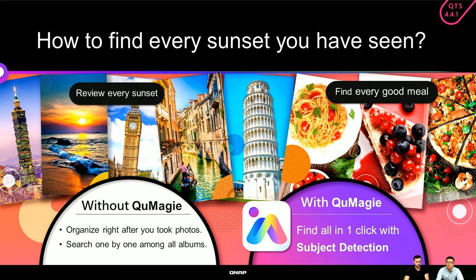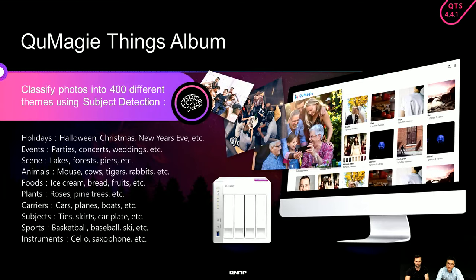But without QMAGI, you have to organize right after you come back home and build an album. You have to do everything manually. But with QMAGI, you can just use our subject detection, and we will collect photos with the same objects or themes together. There are currently 400 different themes that we can classify, including holidays, animals, food, and sports. We have lots of categories for our users.